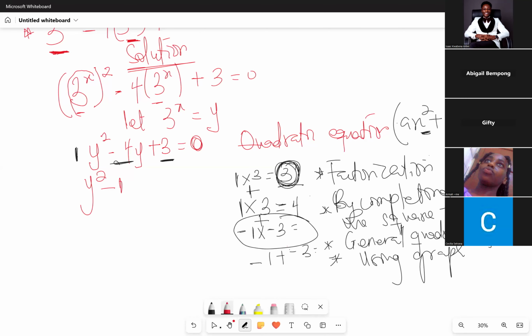Okay. So now, when you get to this stage, when you identify the factors, we see that -1 and -3, when you put plus in between, will give you the coefficient of y, which is -4. In place of -4, I'm going to put them there. What am I going to put over there? I'll put -1, but all the time, bring the y. I'll put -3.